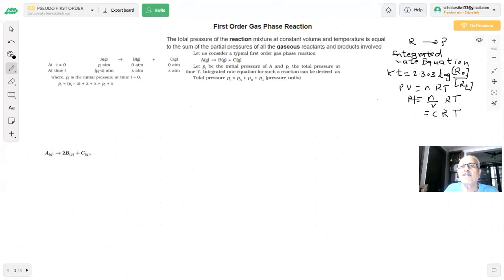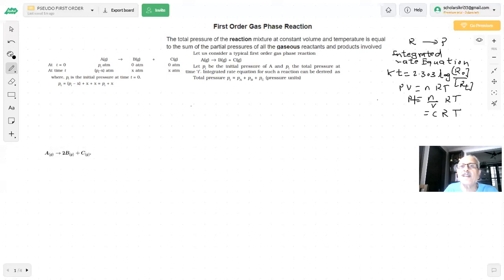What I am trying to tell you is very important. The reaction now is a first order reaction. The formula for first order you derived last time. But the products and the reactants are in the gaseous state. So it is a gas phase reaction. Very important question for board examination.